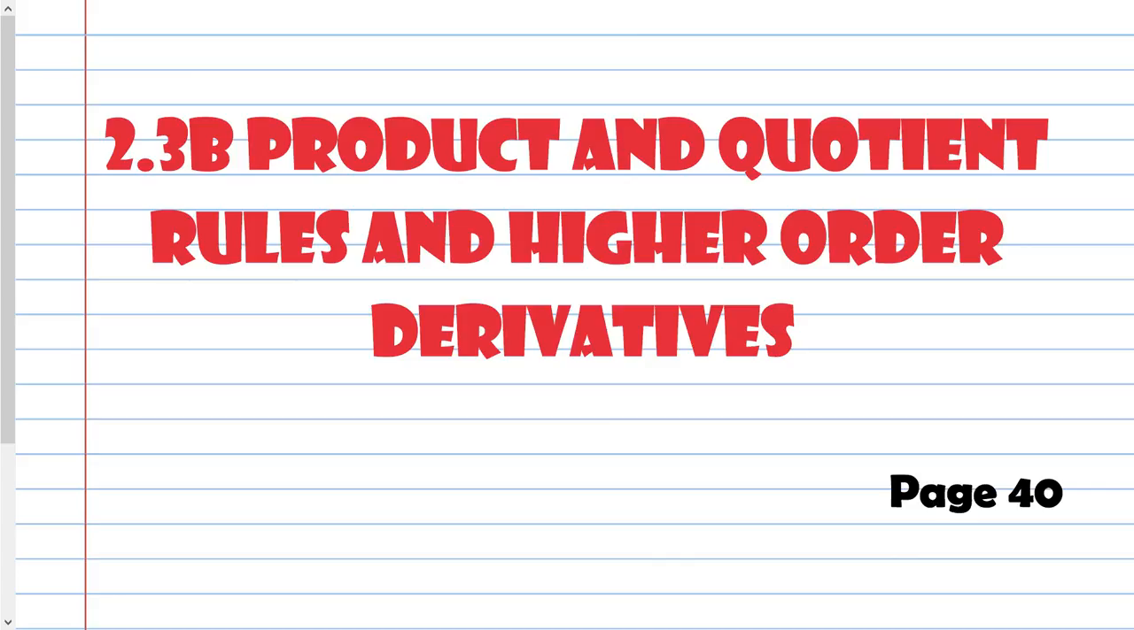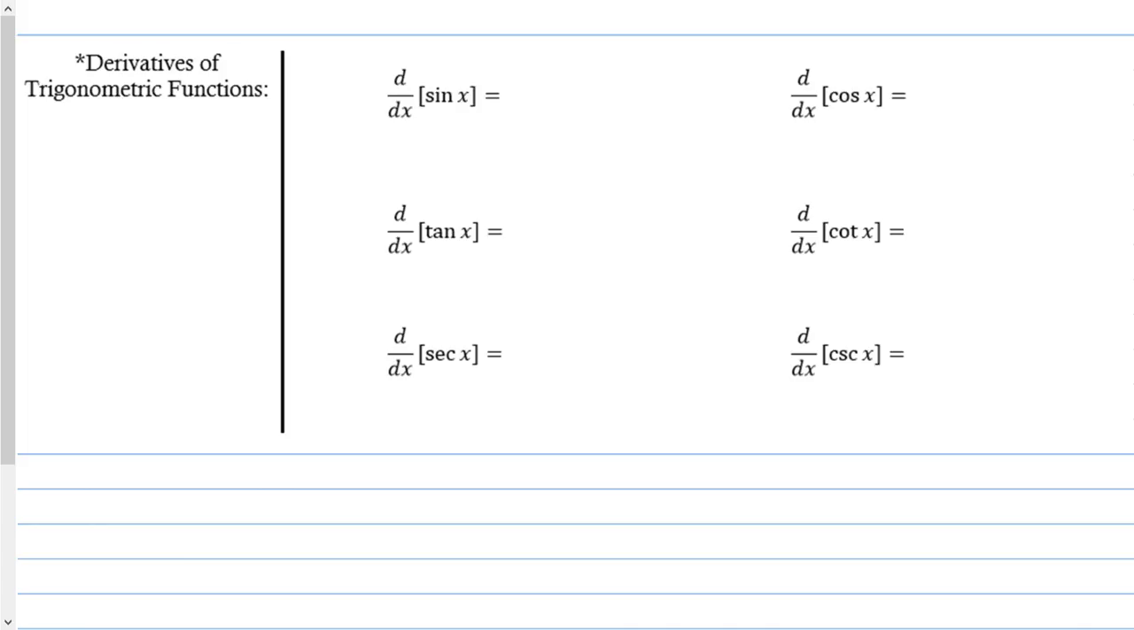2.3b, product and quotient rules and higher order derivatives, page 40 on your notes. For this segment, I'm going to introduce the derivatives of trig functions. So here we have sine, cosine, tangent, cotangent, secant, and cosecant.